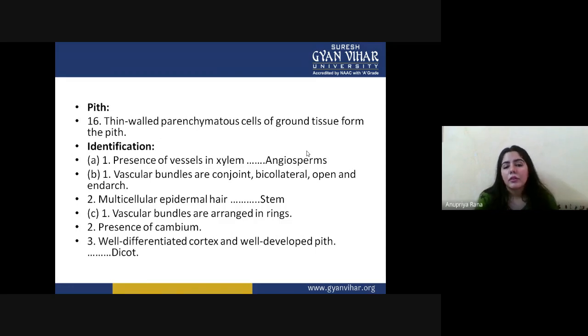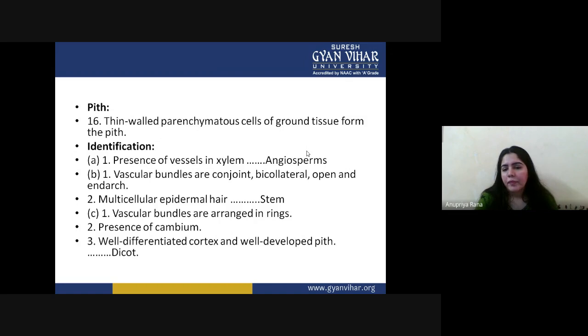Very first, the presence of vessels in xylem. This is not common. Not every plant has vessels inside, but angiospermic dicot plants have vessels inside the stem. Otherwise, the simpler plants like pteridophytes and gymnosperms do not have vessels. Vessel is a very advanced character of the xylem tissue, so it is only present inside evolved or advanced kinds of plants.